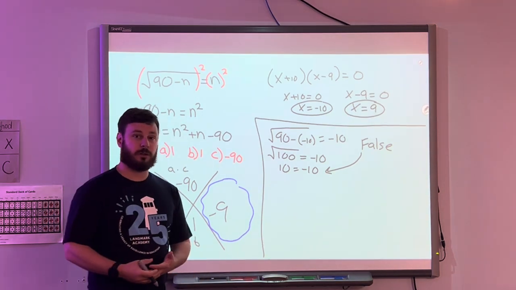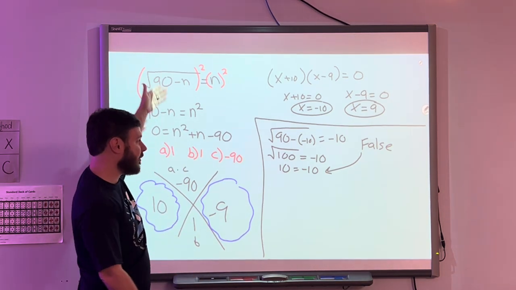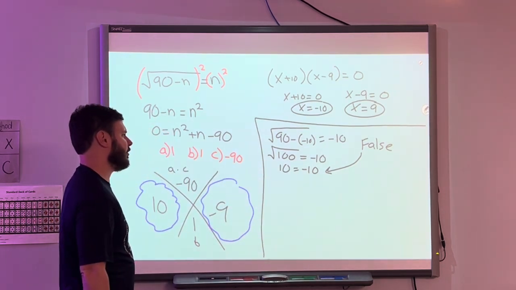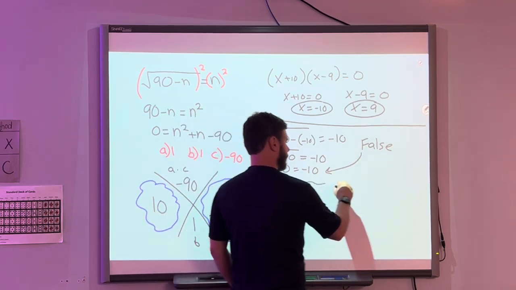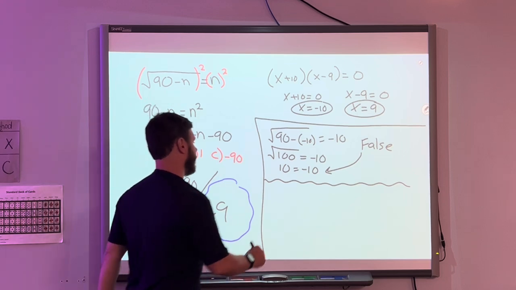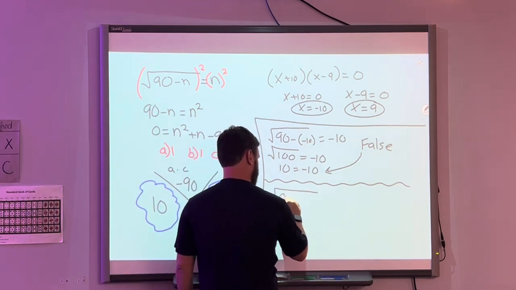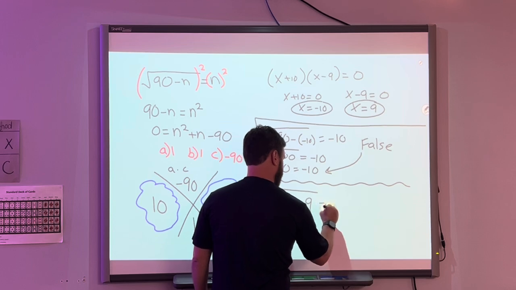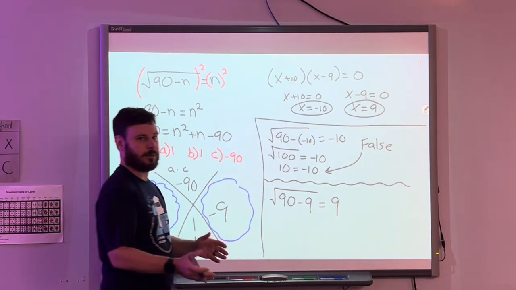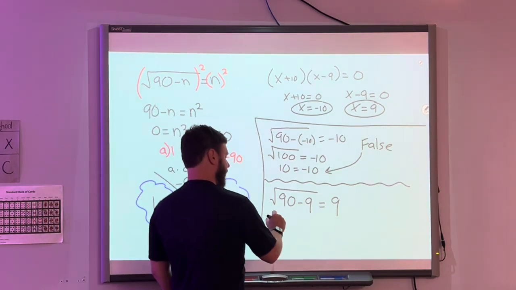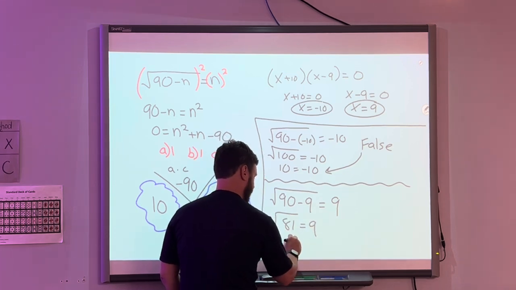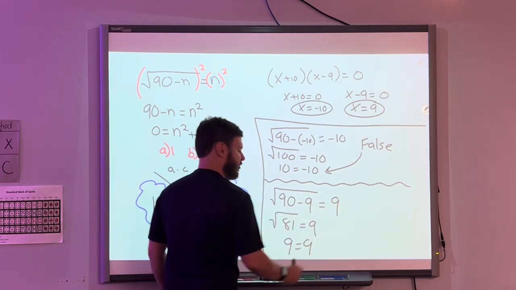Remember, an extraneous solution is one that we get when we do all of our math right, but at the end it doesn't work. Okay, let's see if the 9 is good. I'm going to take that positive 9 and put it right up in here. Square root of 90 minus 9, does that equal 9? So I take that 9 and plug it in for both ends. That would be square root of 81. Does that equal 9? Yes, we have 9 equals 9. This one's true.